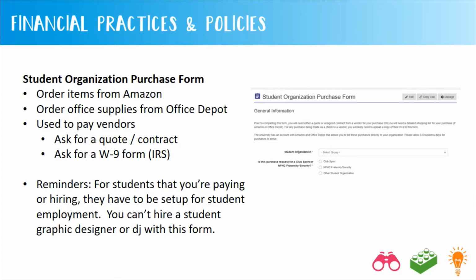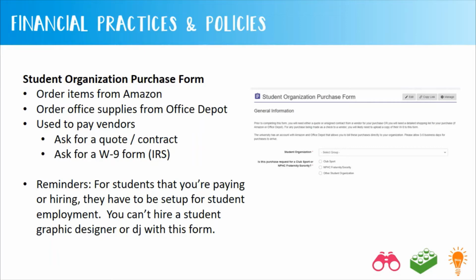This is the student organization purchase form. And with this form, you actually can order items from Amazon or from Office Depot. You can order office supplies. The form is also used as the previous check request was used to pay vendors.